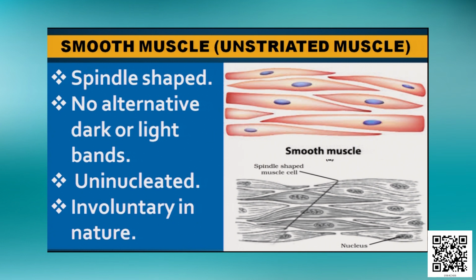They are involuntary in nature, means as per our wish, we cannot move it. For example, the esophagus muscle, the stomach muscle, intestine muscle, urinary bladder muscle, we cannot move as per our wish. So, those are involuntary in nature.